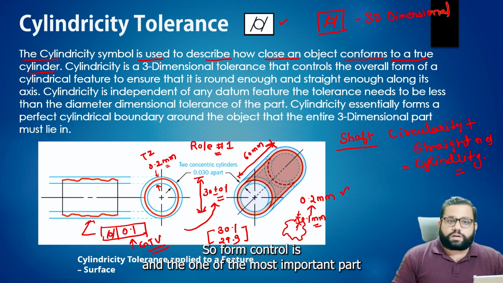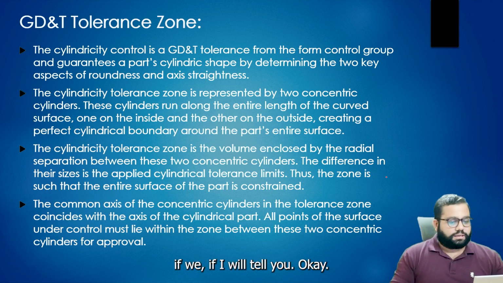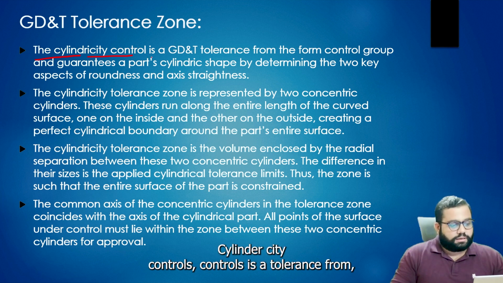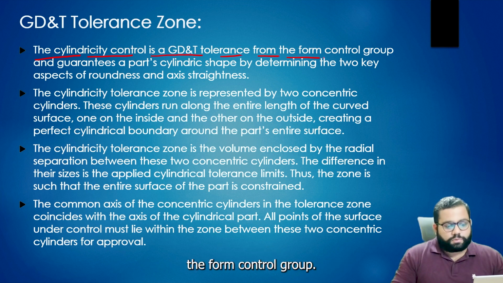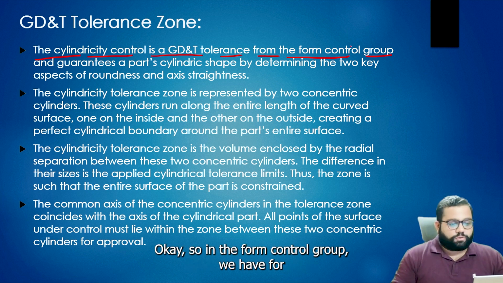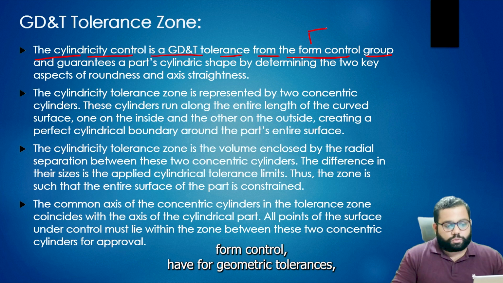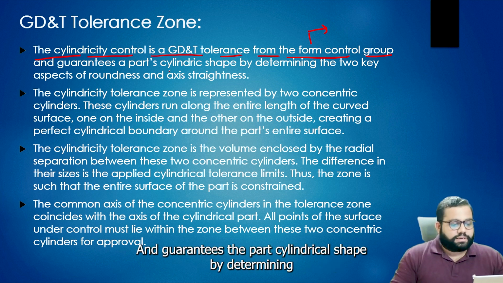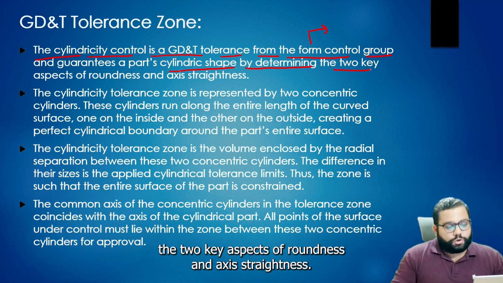Okay, so form control is one of the most important parts. Cylindricity controls is a GD&T tolerance from the form control group. In the form control group, we have four geometric tolerances: straightness, flatness, circularity, and cylindricity. It guarantees the part's cylindrical shape by determining the two key aspects of roundness and axis straightness.